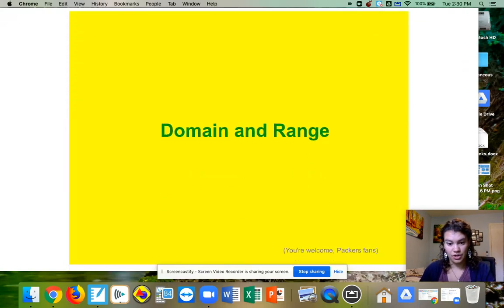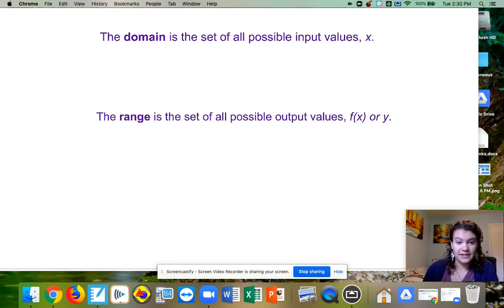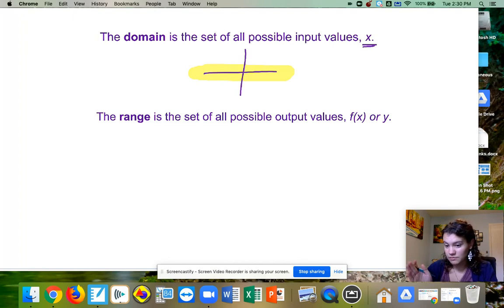All right, domains and ranges. The domain is the set of all possible input values, or all possible x's. If you think of it on a graph, you're looking at what x values your function hits. Does it only touch part of them? Does it touch all of them? Does it touch 2 to 5? Where are the x's on your graph?